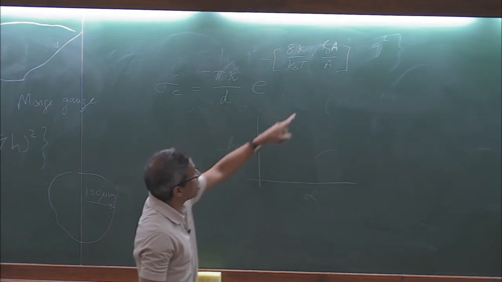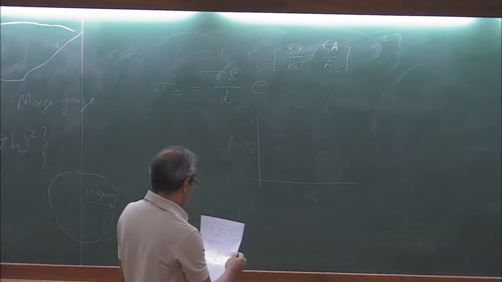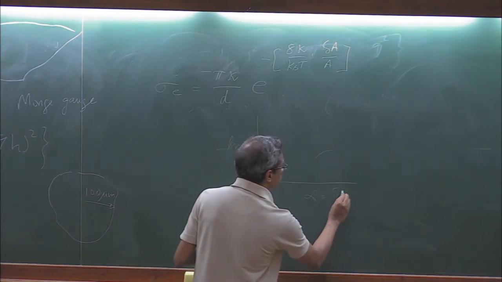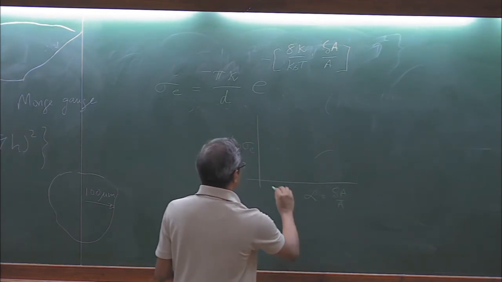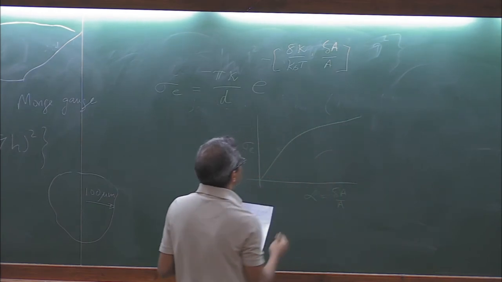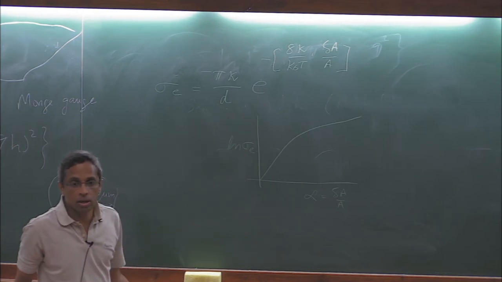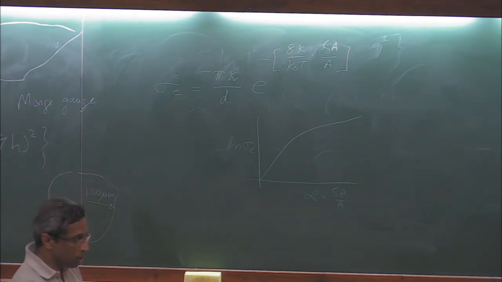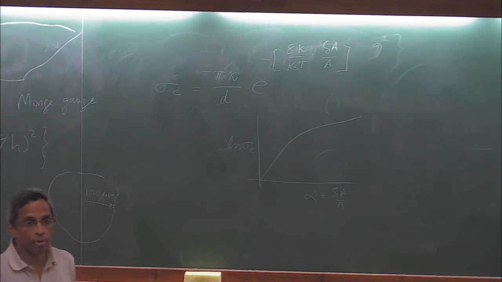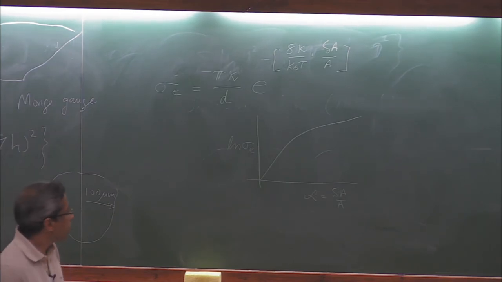Alpha is this area strain. Okay, so I get an exponential part coming from the entropic elasticity, where I am pulling out the fluctuations on the membrane. And once I have pulled out all the fluctuations of the membrane, if I try to stretch it more, then I am changing the area per molecule. Okay, and that is the enthalpic part. Okay, I hope that is clear.